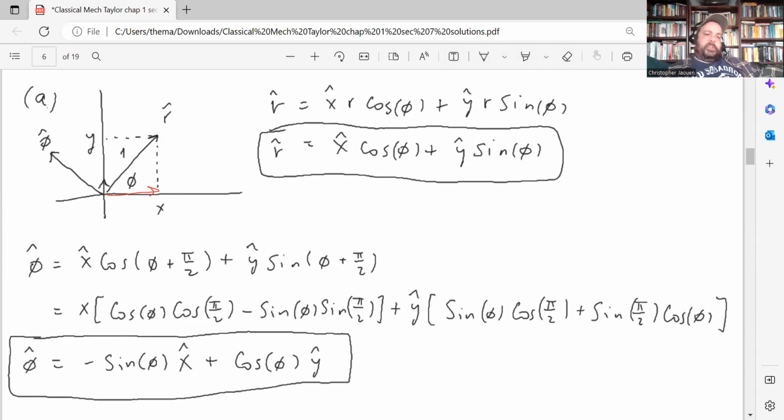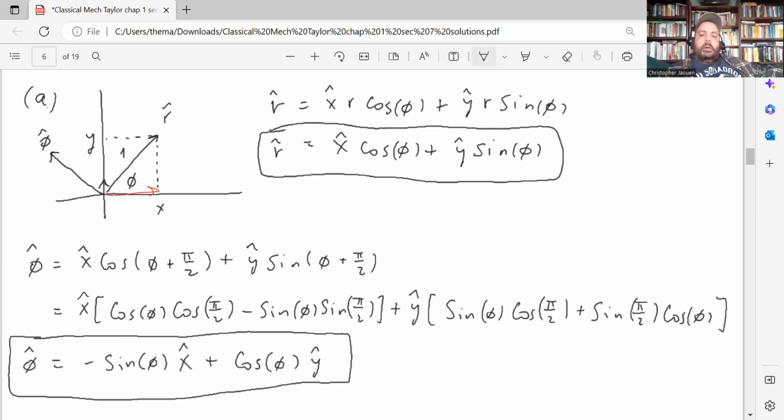Okay, and then to find phi hat, we just use the fact that phi hat is orthogonal to the unit vector r hat, and it always points in the positive direction that phi would increase. So phi hat would be equal to x hat cosine of phi plus pi over 2, right? Because you're rotating by an angle of pi over 2, plus y hat sine of phi plus pi over 2. And then you just use the sum formulas for cosine and for sine. So cosine of phi plus pi over 2 is cosine phi cosine pi over 2 minus sine phi sine pi over 2, which simplifies to just minus sine phi, because sine of pi over 2 is 1 and cosine of pi over 2 is 0. And oh, I just realized this should have a hat on top. This should be an x hat here.